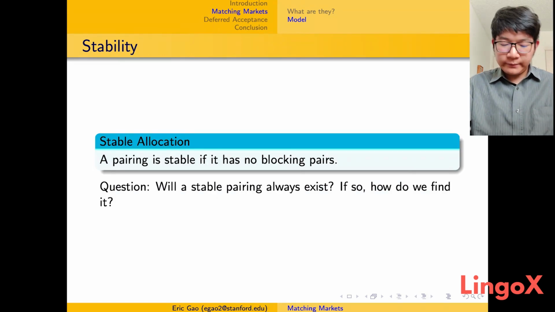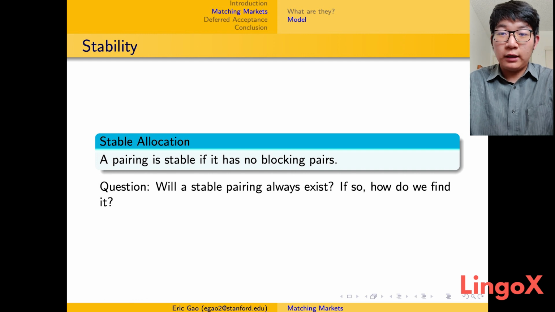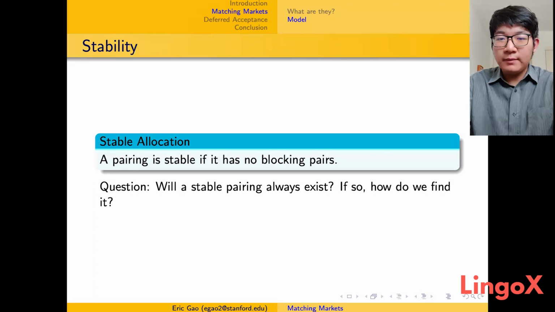And then, on the contrary, a pairing is stable if there are no blocking pairs. So if there are no blocking pairs, then there are no two people who have any incentive to exit the market and pursue an outside option, which means that the result of the matching market is stable. There are no deviations from the result.